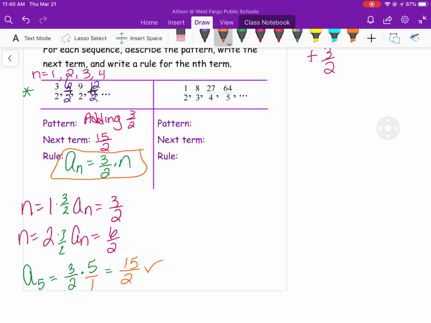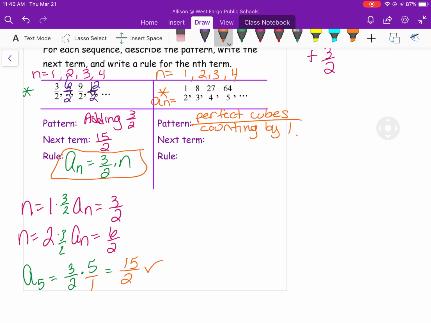All right, the next one over here, 1, 8, 27, 64. Hopefully you recognize those numbers. Those are all perfect cubes. So in the numerator here, we have perfect cubes over, and on the bottom, 2, 3, 4, 5, starting at 2, but then we're counting by 1. But remember, we have to compare this to when n equals 1, n equals 2, n equals 3, n equals 4. What does a sub n equal?